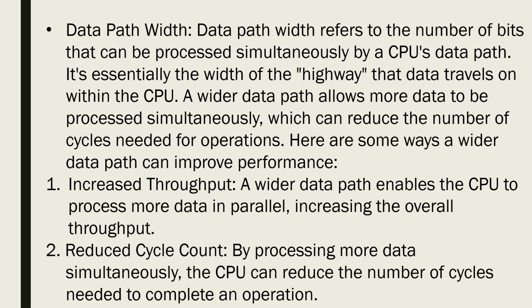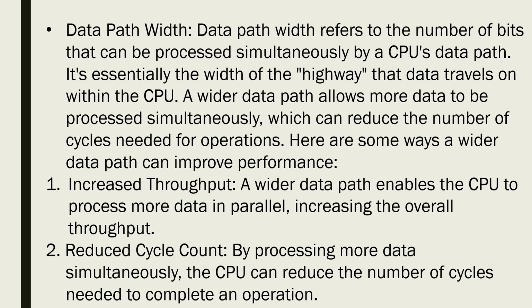Data path width. Data path width refers to the number of bits that can be processed simultaneously by a CPU's data path. It's essentially the width of the highway that data travels on within the CPU. A wider data path allows more data to be processed simultaneously, which can reduce the number of cycles needed for operations. Here are some ways a wider data path can improve performance.